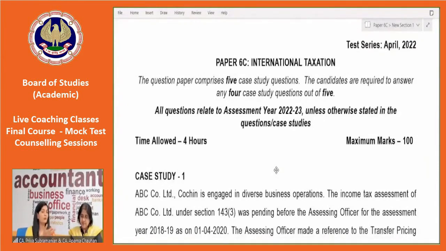Where you made the application to the Authority for Advance Ruling, but it is being pronounced by the BAR after this date, the appealability will undergo change in that case. This issue is also being tested in the MTP.